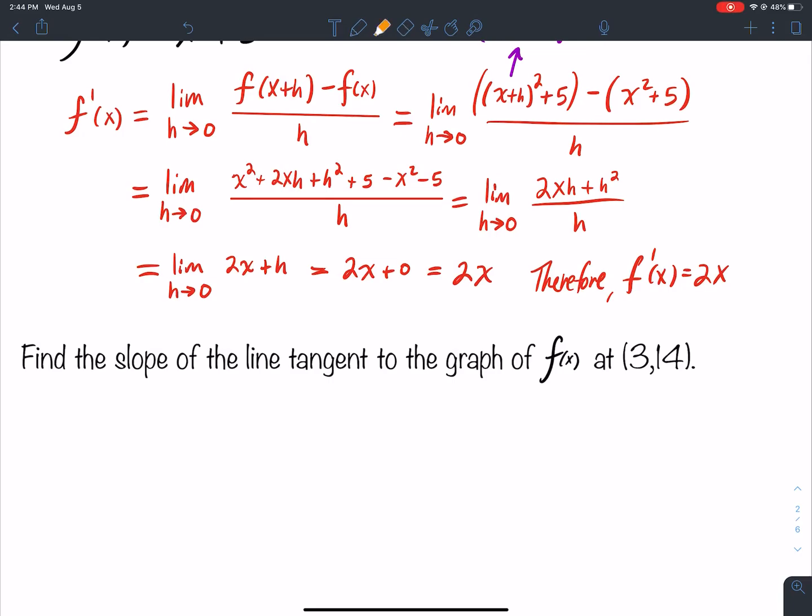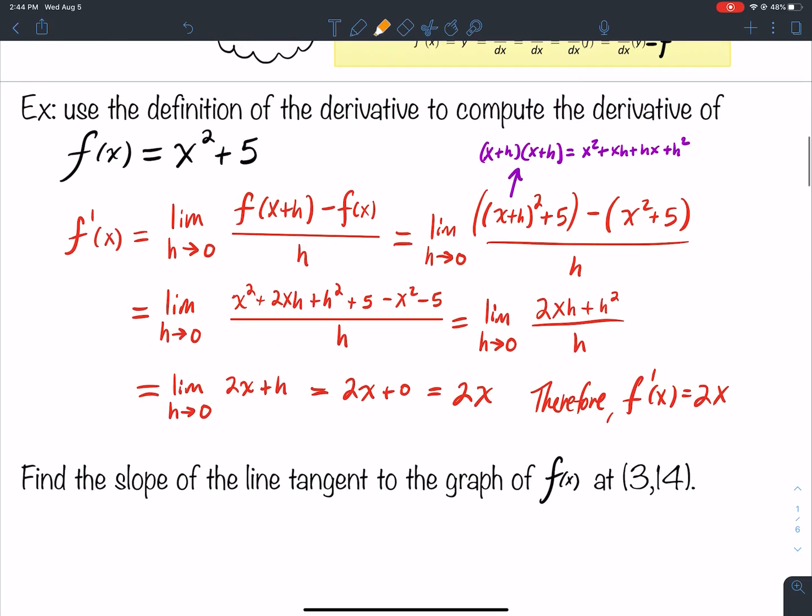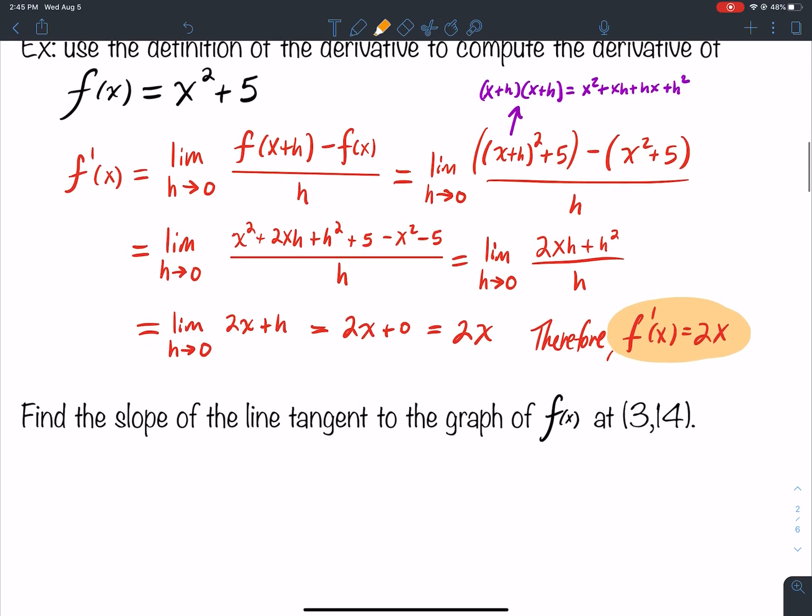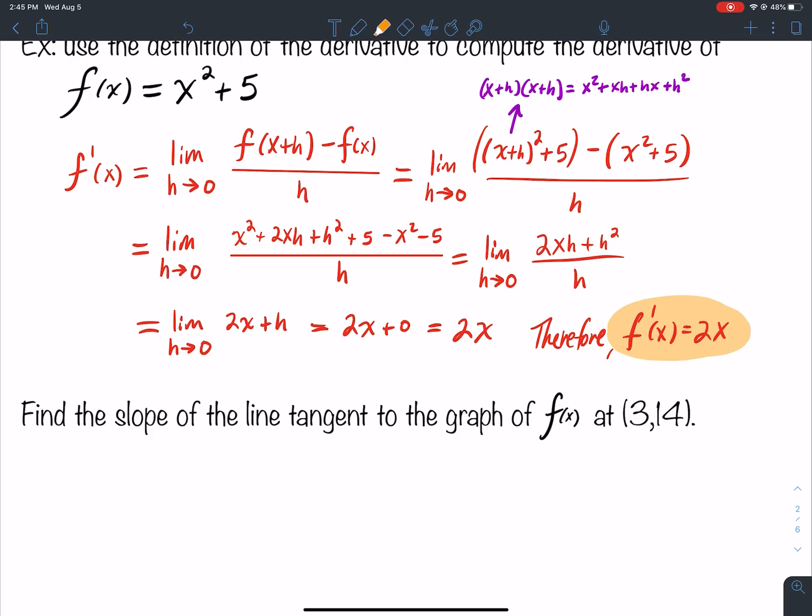So in this video, I want to continue a problem. We just found the derivative of the function f of x by using the definition, and we got that f prime was equal to 2x. Now I want to find the slope of the line tangent to the graph of f of x at the point (3, 14). So how do I do this?